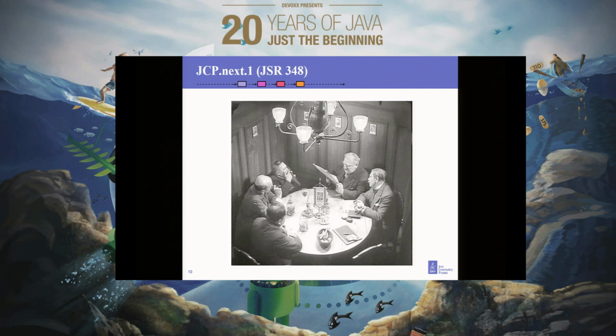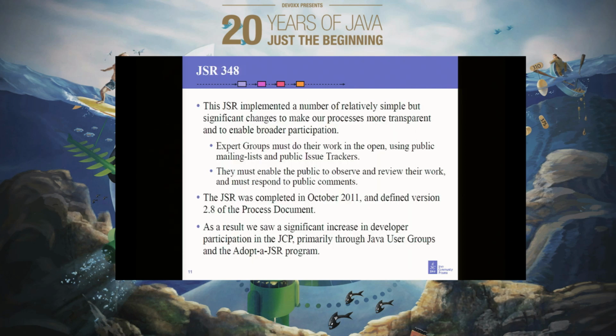So this JSR said no more of that, no more smoke-filled rooms. Everything must be done in the open. We want public issue tracker, public mailing lists. We want you to publish all your documents. We must respond to members of the public when they log issues and so on. We finished this JSR pretty quickly. It was very successful, and we had a lot more involvement from members of the developer community, and in particular from Java user groups who founded the Adopt a JSR program directly as a result of this initiative.